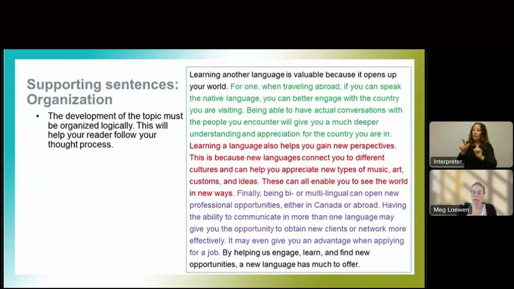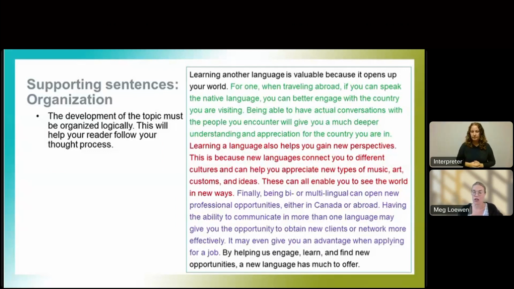But it's also important to note the organization of your supporting points. The development of your topic has to be organized logically. Remember, your reader needs to follow your ideas. In the situation where you're a student and you're submitting work, your reader is your instructor, and you want to ensure they can follow your ideas so that they can understand where to give you marks and make sure that they can assess your understanding well.